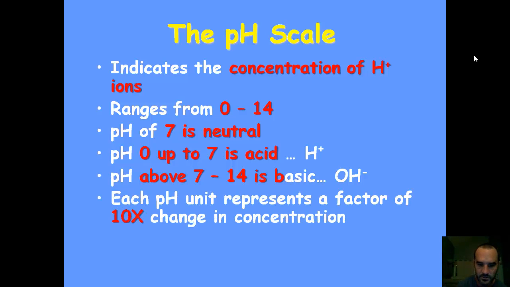So each unit is representing a 10-times change in concentration. So a 5 has 10 times more hydrogen ions than a 6 does.